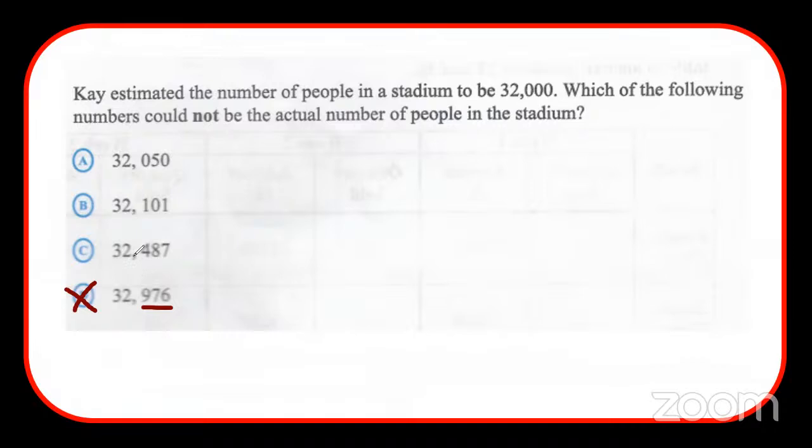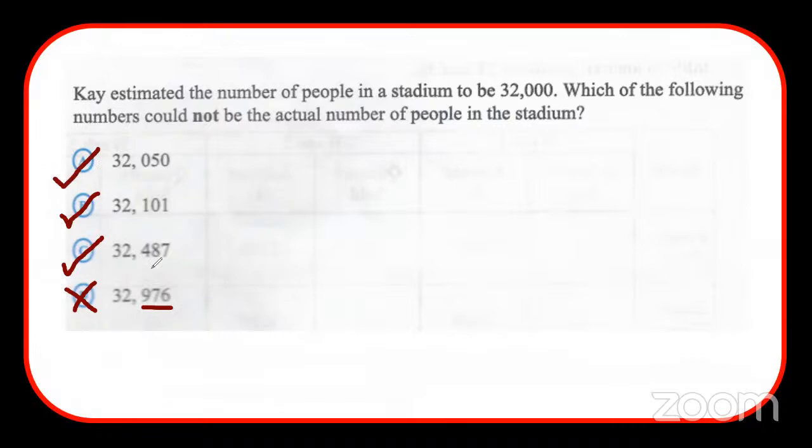Let's look at C. Could C work? 32,487. Could that work? Of course, because 487 is less than 500. And you know that when we're rounding, a popular thing we always say is, below 5, we round down, and 5 and above, we round up, right? So definitely this one would work. 32,101. Yeah, that's pretty close to 32,000. Definitely less than 500. That would work as well. 32,050, pretty close to 32,000, and definitely less than 32,500.